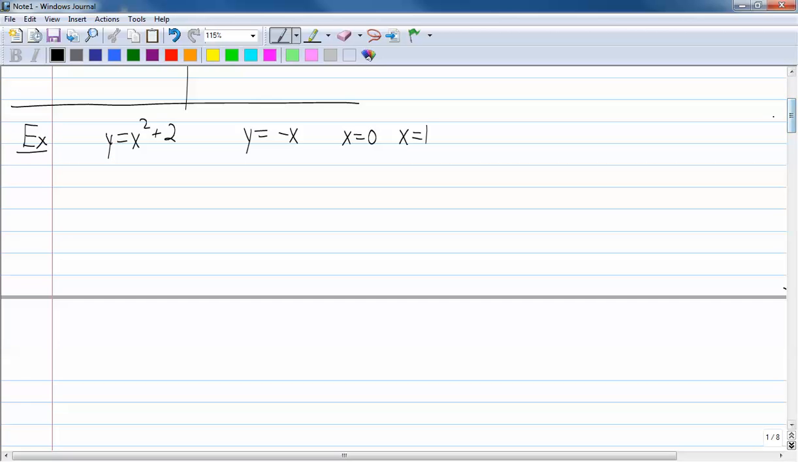Alright, so I'm just going to do a rough sketch of these graphs. So x squared plus 2 is going to be a U-shaped graph opening upward because it's a quadratic, and the y-intercept is 2. Then y equals negative x. That's a straight line that goes through the origin and has a slope of negative 1. So it looks like this.